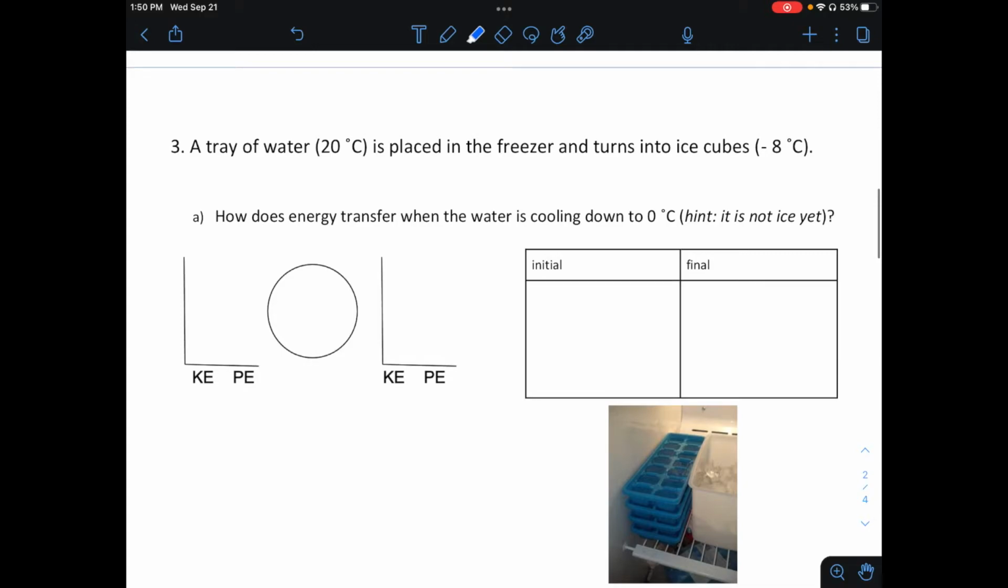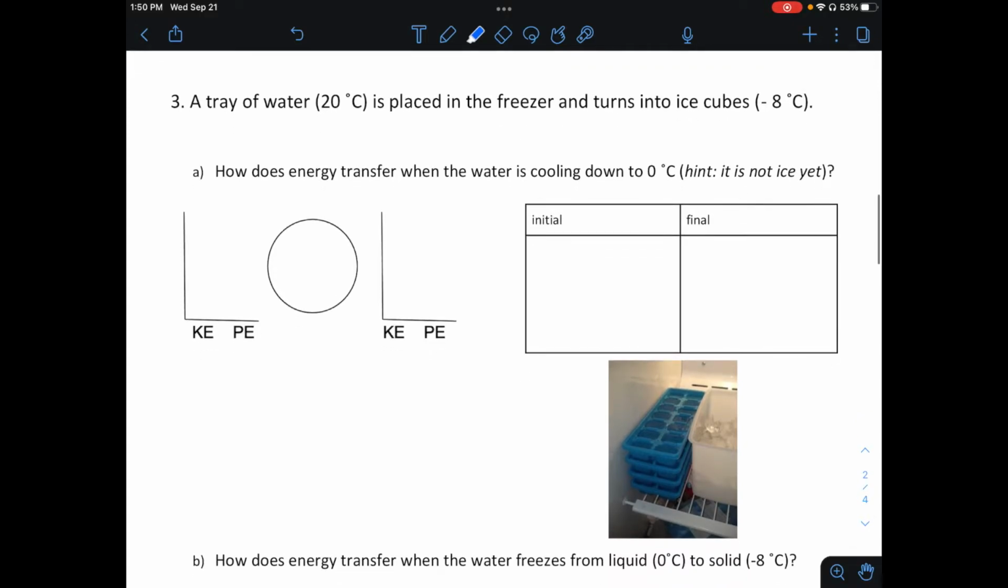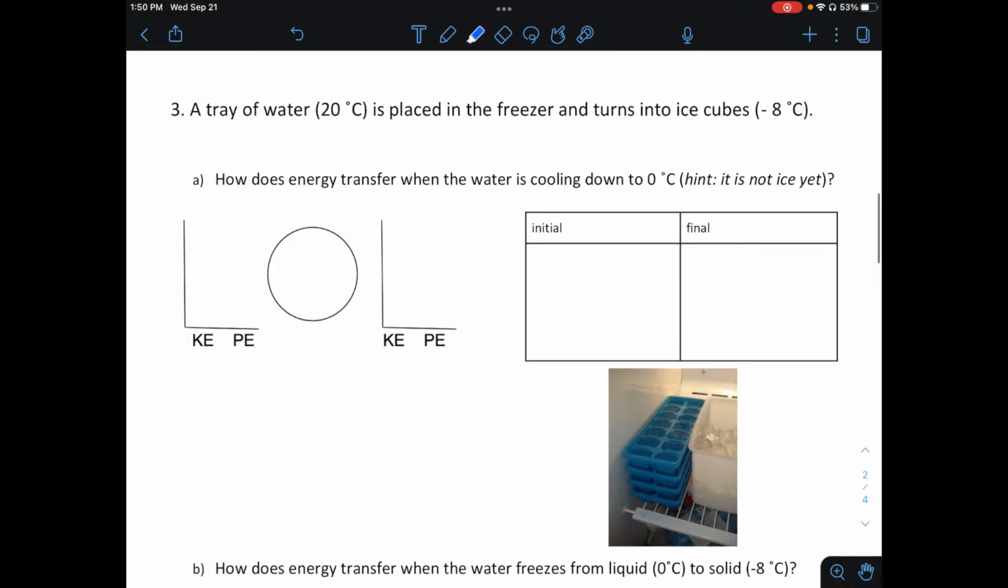All right, then they start to get a little trickier. This time we have a tray of water at 20 degrees placed in a freezer and turns into ice cubes. And these ice cubes are going to be below freezing. So we're going to go all the way from liquid water at 20 degrees down into ice, and then we're going to cool the ice to -8. So part A says, how does energy transfer when the water is cooling down to 0 degrees? And I wrote here, hint, it's not ice yet.